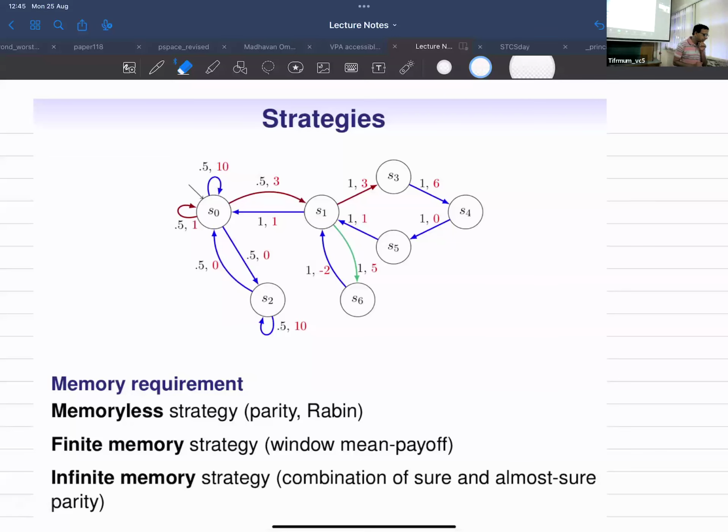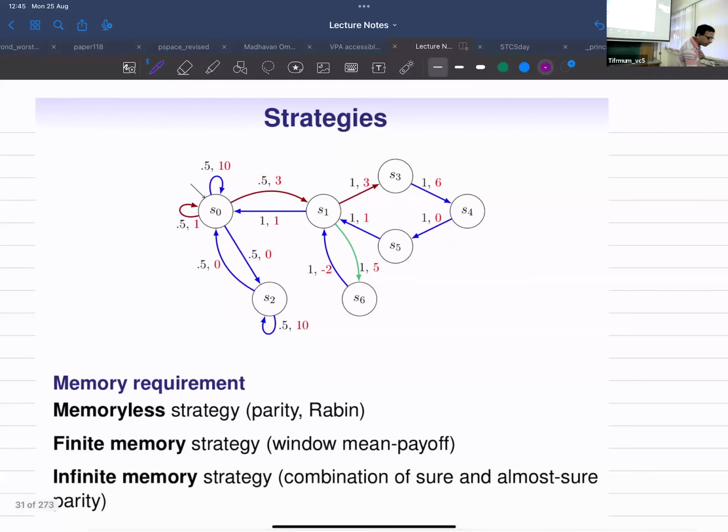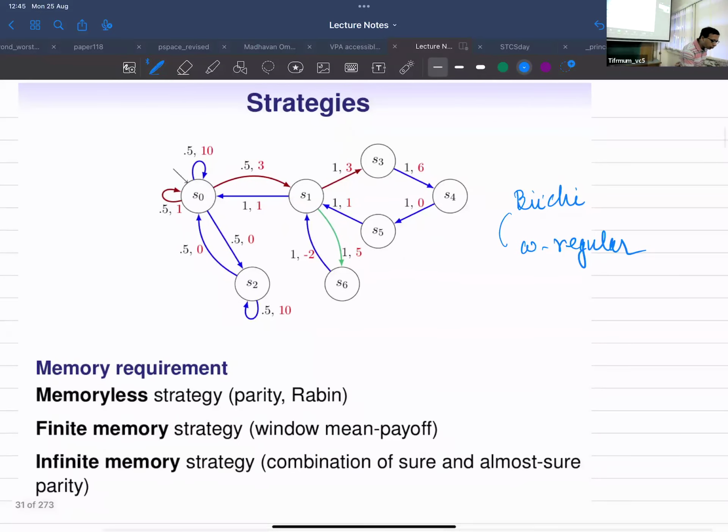So again, just to mention that there are certain kinds of objectives. These are called omega regular objectives. We will see that in the next lecture itself. What does omega regular mean? At least understanding the conditions, right? So we will talk about Büchi objective to start with, and we'll talk about what is omega regular.